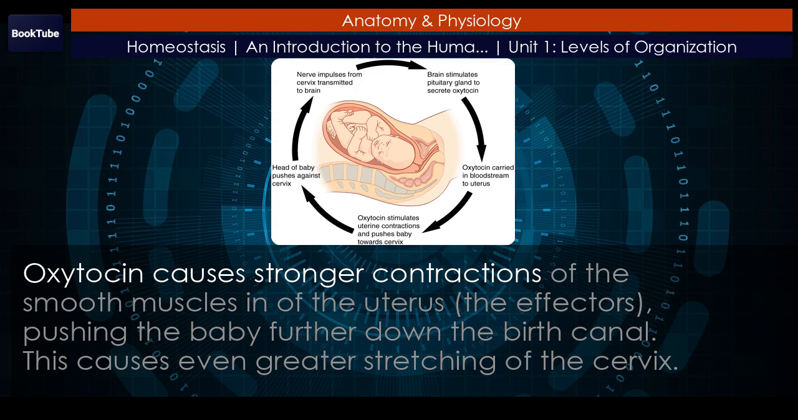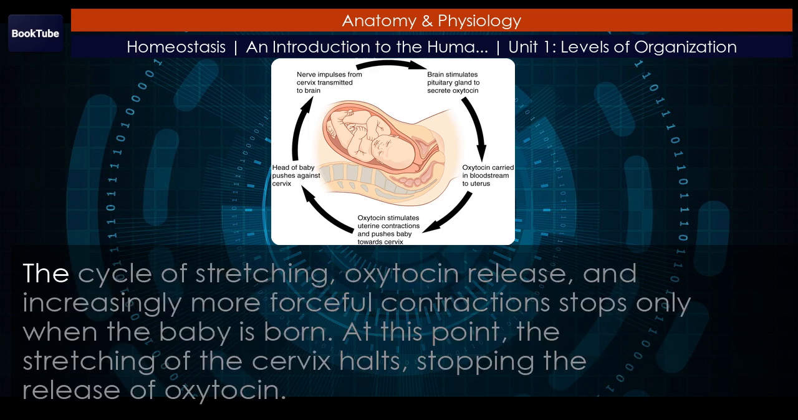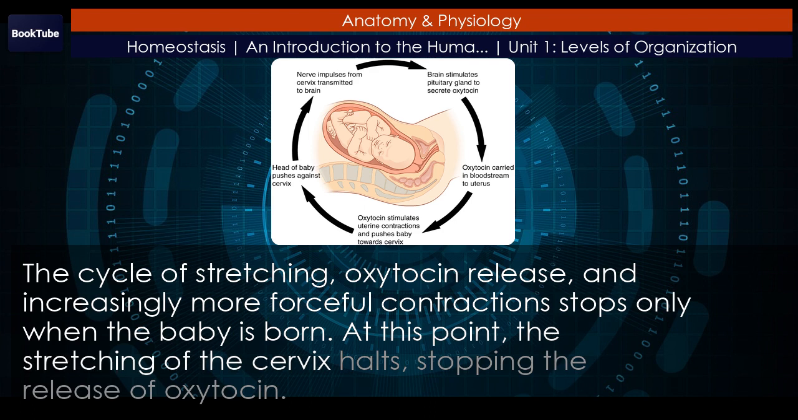Oxytocin causes stronger contractions of the smooth muscles of the uterus. The effectors. Pushing the baby further down the birth canal. This causes even greater stretching of the cervix. The cycle of stretching, oxytocin release, and increasingly more forceful contraction stops only when the baby is born. At this point, the stretching of the cervix halts, stopping the release of oxytocin.